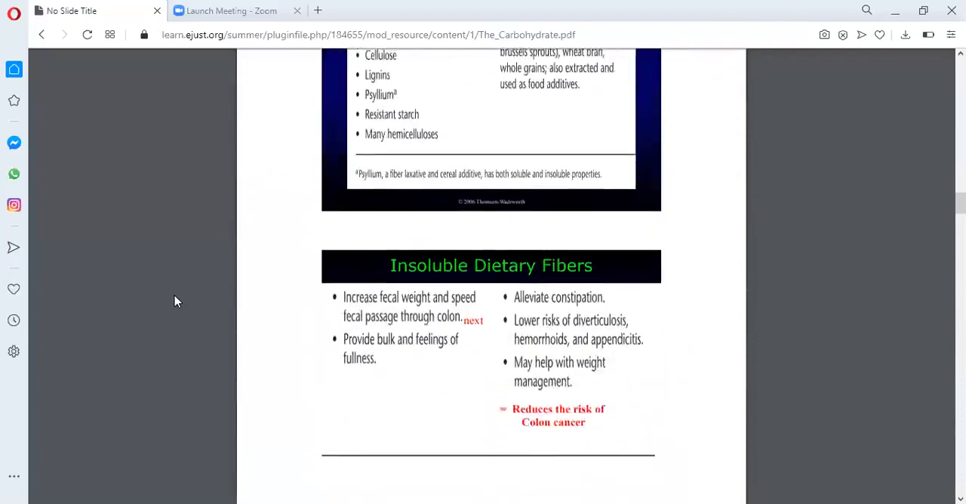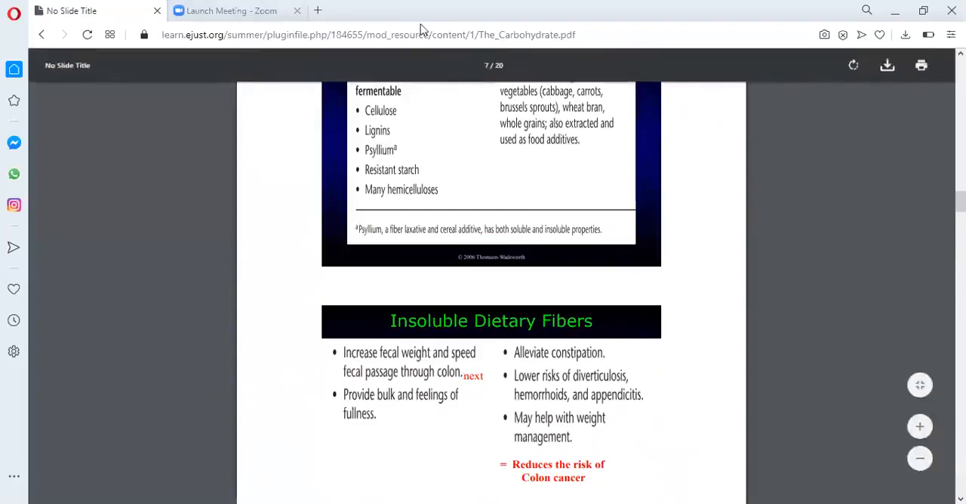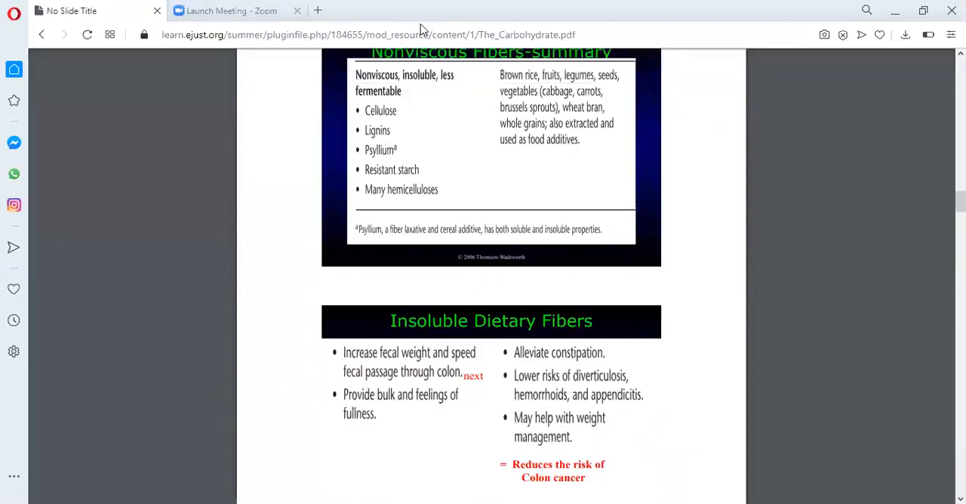Okay, stop here. So on the other hand, insoluble fibers increase fecal weight. So what are they good for? For constipation and GI symptoms. In general, fibers are good for your health. We said they are good for colon cancer; they reduce the risk of colon cancer.